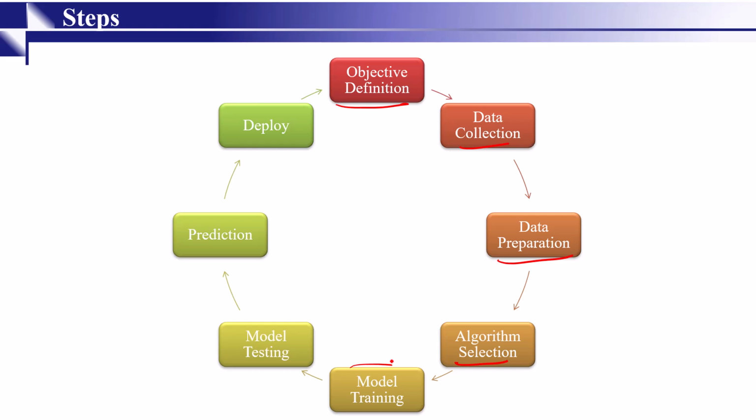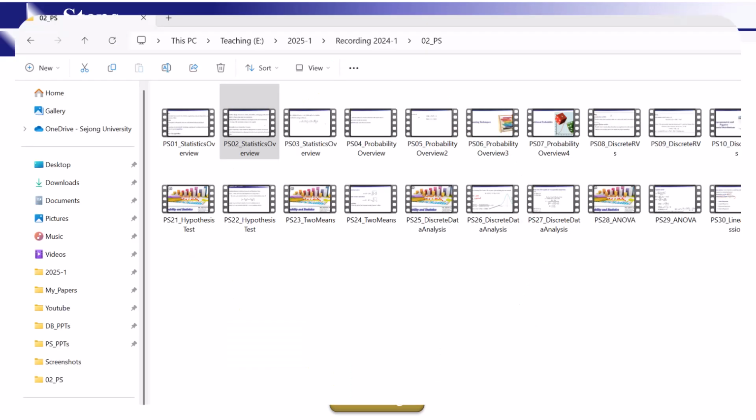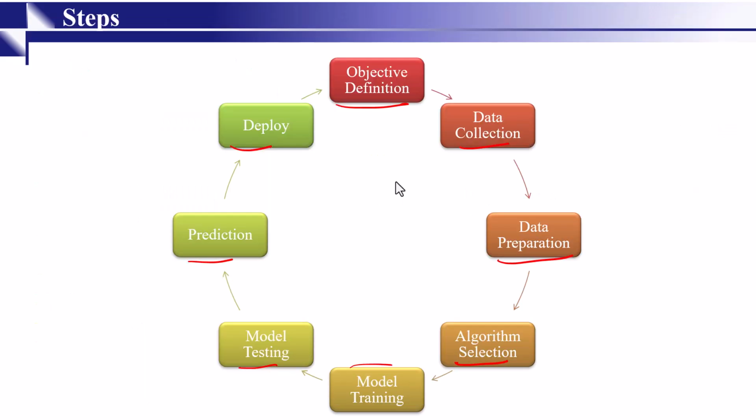The selected algorithm is trained on the prepared data. This involves adjusting model parameters to minimize error or maximize accuracy. In here, statistical models are used to evaluate model performance, understand overfitting, and ensure that the model generalizes well to unseen data. Then we can go for testing the model, prediction, and deploying the system. So you can see in most steps, statistical methods are very helpful.